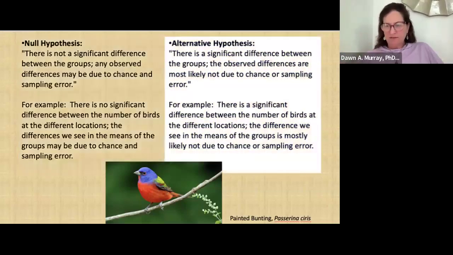And then the alternative hypothesis is that there is a difference between the groups. So the observed differences between maybe where they are or where they're feeding is most likely not due to chance or sampling error. And so the example there is there's a significant difference between the number of birds at different locations. The difference we see in the means of the groups is most likely not due to chance or sampling error.